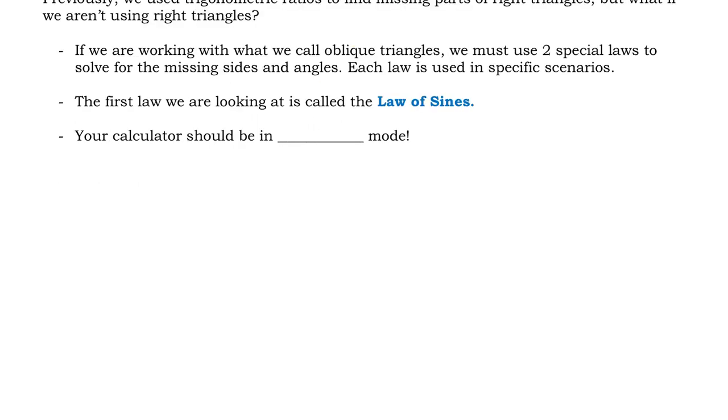Previously we used trigonometric ratios to find missing parts of a right triangle. But what if we aren't using right triangles? If we are working with what we call oblique triangles, we must use two special laws to solve for the missing sides. The first law that we're looking at is called the law of sines. One thing to keep in mind is your calculator needs to be in degree mode.